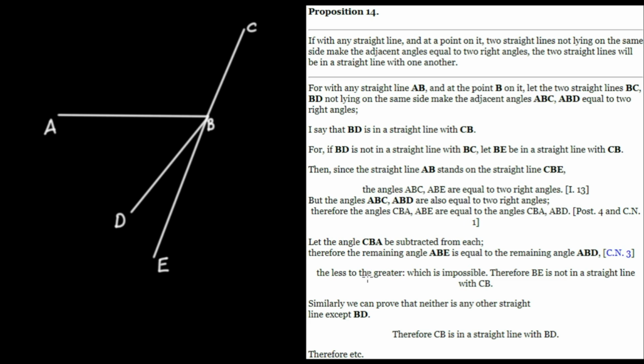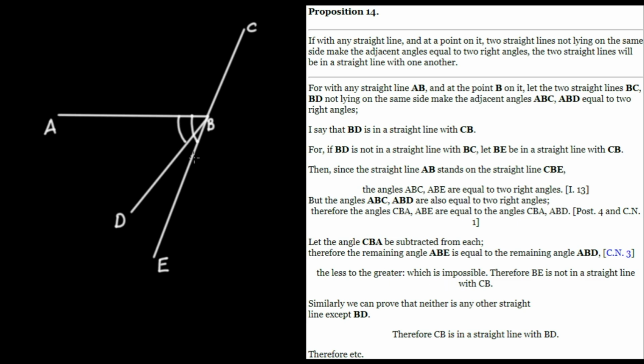And let's now draw out the absurdity. Let the angle CBA be subtracted from each. So from those, we're going to just take away CBA. Now, therefore, the remaining angle ABE, this is the remaining angle ABE, is equal to the remaining angle ABD. Why are these two angles equal? Well, from common notion 3, equals subtracted from equals generate equals. And you can see from this diagram, we're going to have a problem: the less to the greater, which is impossible.